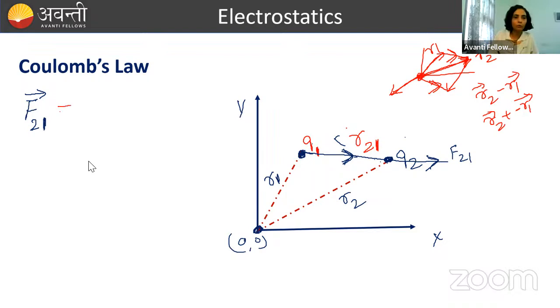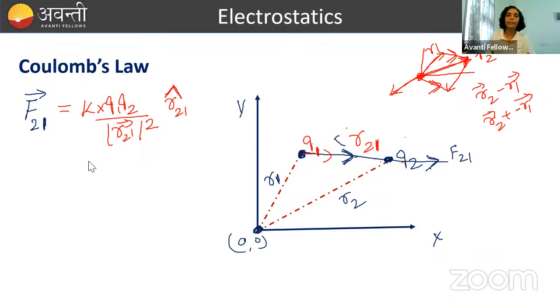So what will be the value of force? Value of force we will write as K, where K is 1/4 pi epsilon naught, K into, what will you write? Q1 Q2 divided by the magnitude of vector R21 squared. Done. And what will be its direction? Its direction will be along this line. Done. So the unit vector in the direction of vector R21. Unit vector we write as what? We put a cap over it. So this is the unit vector. Done.